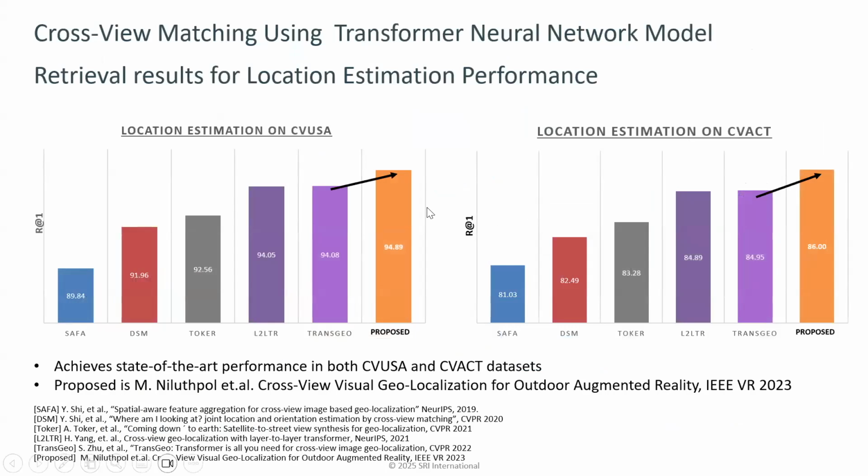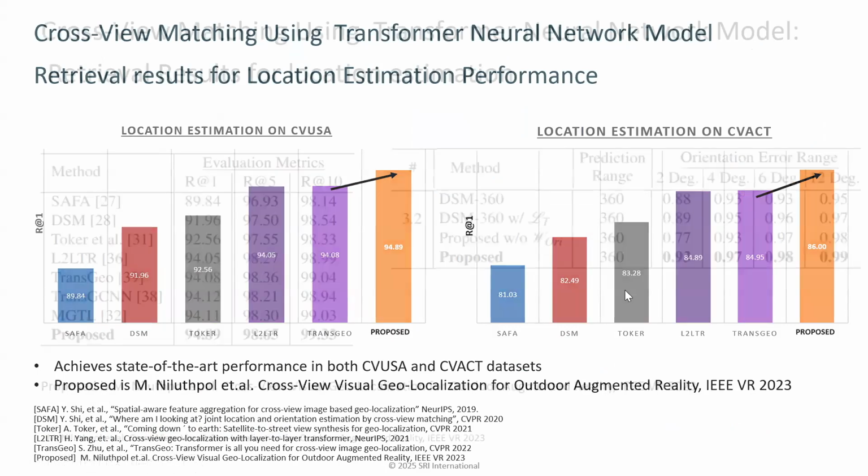And we were able to show that we got a much higher performance than the previous transformer methods on these CVUSA and CVACT data sets. We jumped from, say, 94.08 to 94.89, and similarly for CVACT.